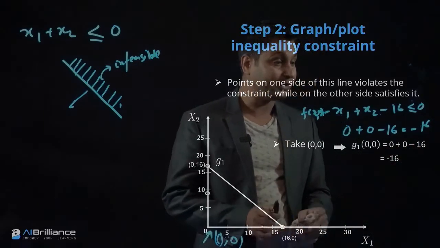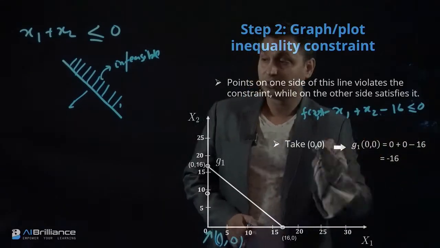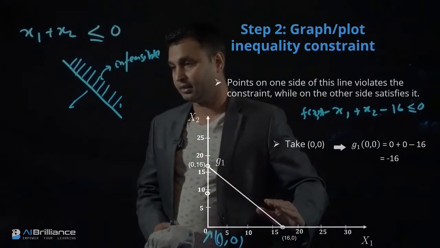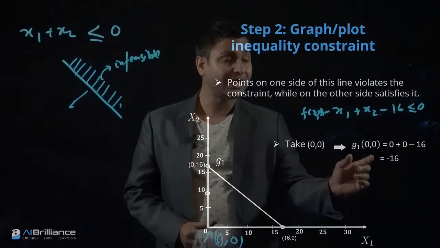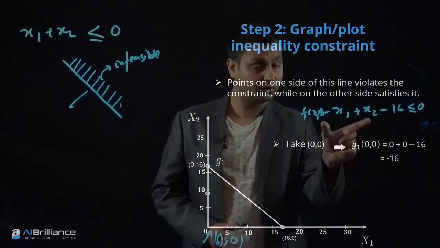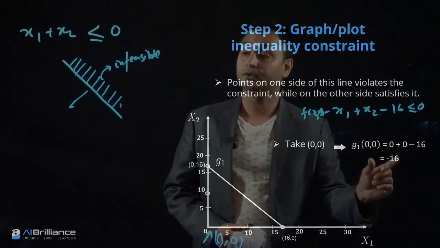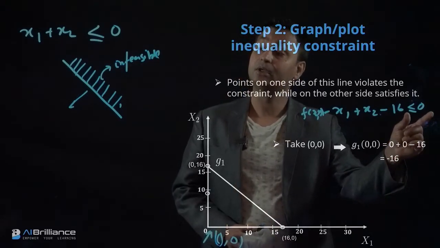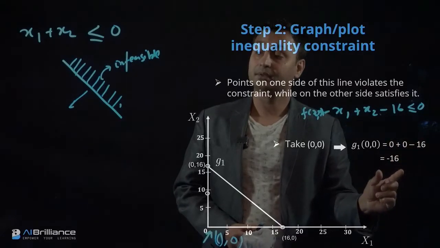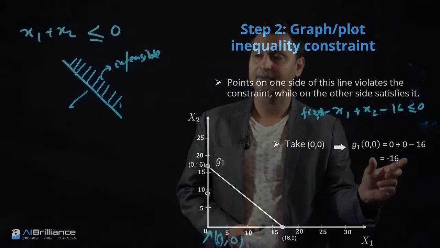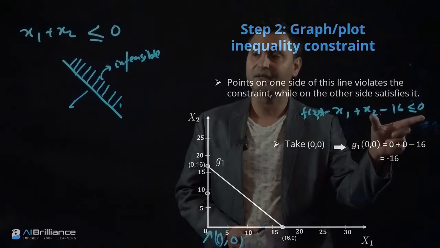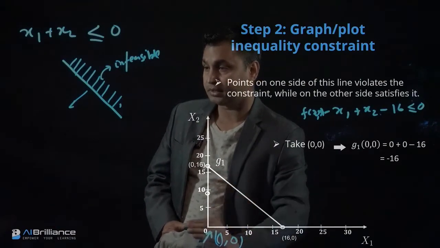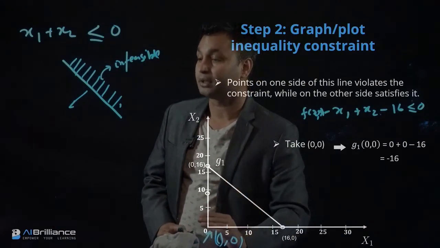which is minus 16. Now you can see that the point (0, 0) lies on this side of the line. The line is right here, but (0, 0) lies here. If I substitute that point in my g1 equation, the g1 value is equal to minus 16. Now minus 16 is less than or equal to 0, because minus 16 is smaller than 0. So the point (0, 0) is satisfying this equation. This side of the line, where the point (0, 0) lies, is going to be the feasible region.